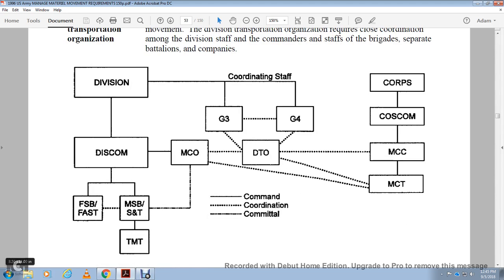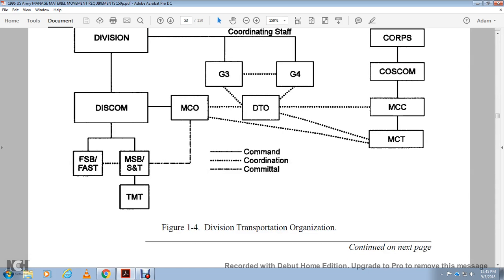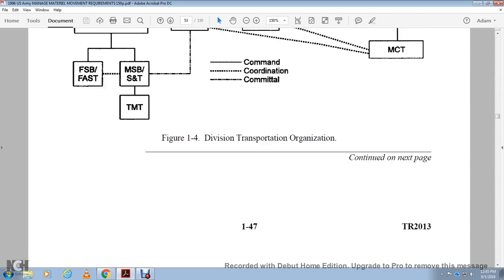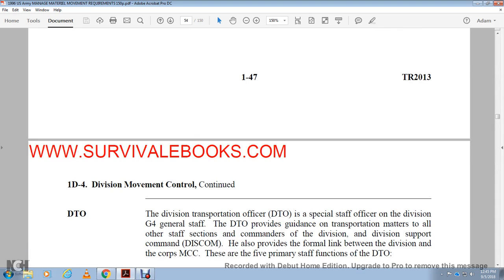Your FSB with the FAS, MSB, SST go to the MCO. The MCO and DT go to the MCT. The DTO goes to the MCC. The Corps Comms, Corps COM, MCC, MCT. Command dotted line coordination, dotted dash line coordination.